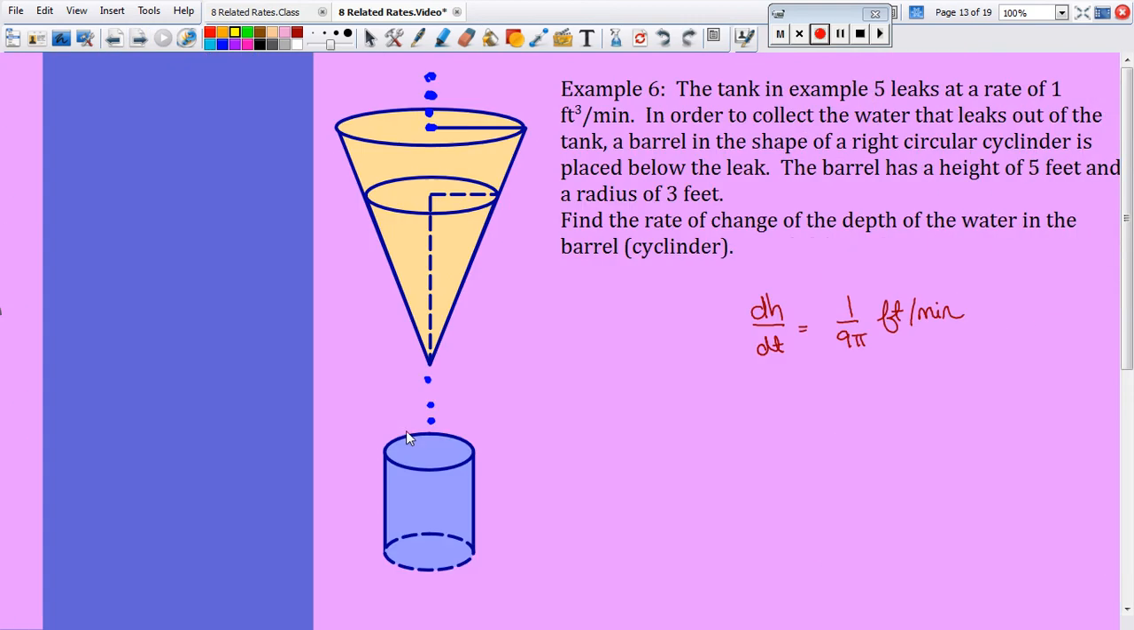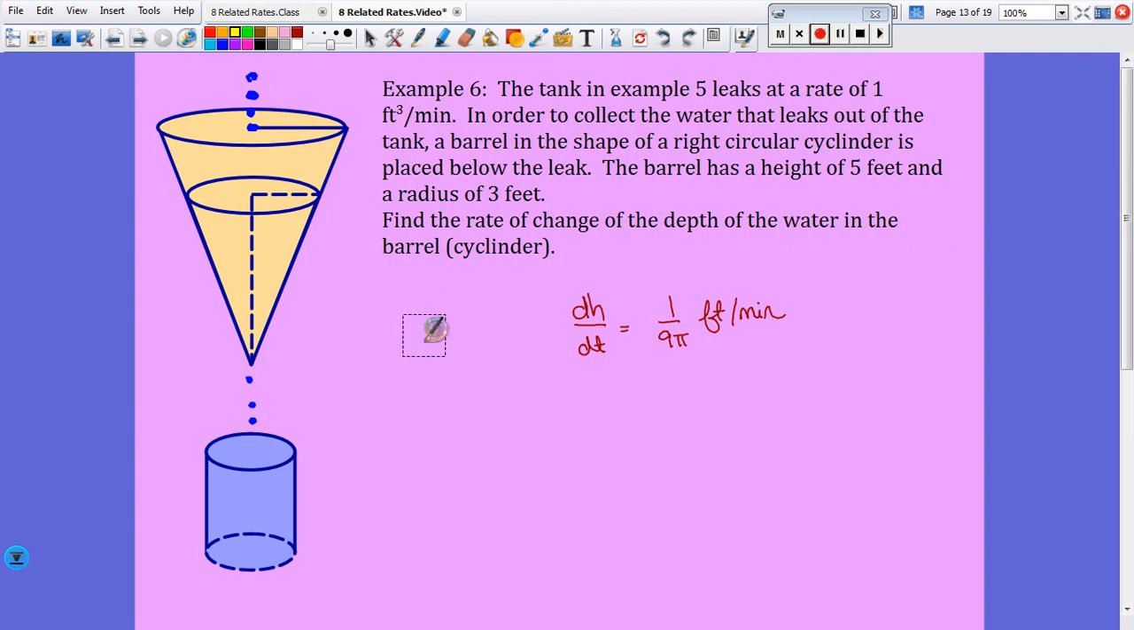For the last example, I'd like you to try it yourself, but the solution that you're looking for is 1 over 9 pi feet per minute. If you need any help, please see me during morning or during class or after school.